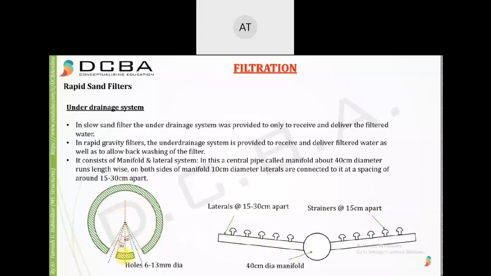They are going to be at some particular angle, and the whole diameter is going to be 6 to 13 mm. This is one type. The other type is where the lateral is provided with strainers. These strainers are going to have small holes, and from those the water will enter into the laterals. So either of these systems can be provided for the water to come inside the laterals.